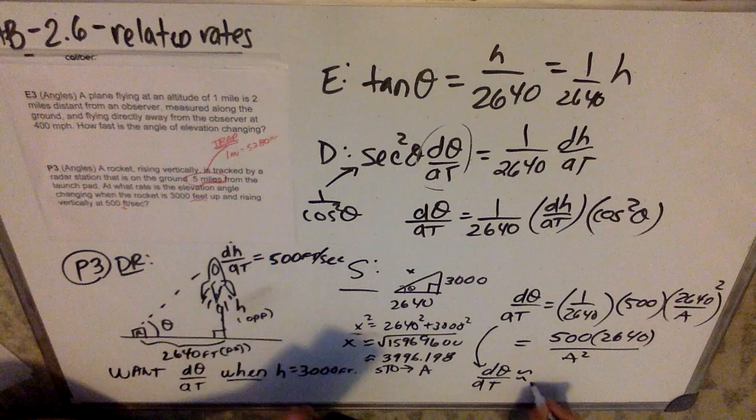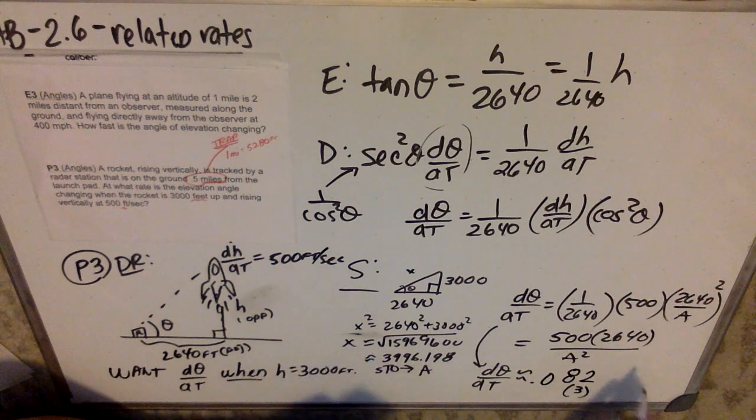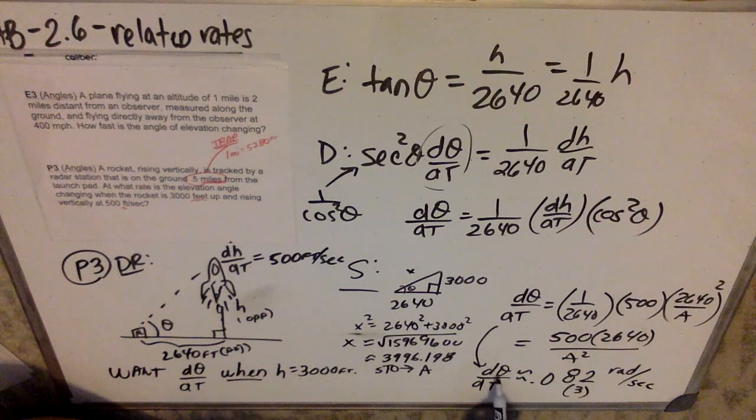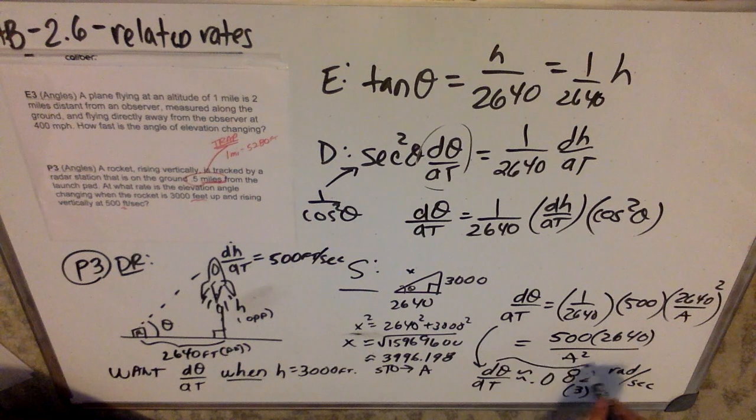And I'm going to get this completely disgusting 0.082 or 0.083, depending on if you round or truncate. And again, it's going to be radians per second, because I look at what the unit of the angle is, which is radians unless I'm told otherwise, and I look at the unit of the time that's in here, and it's seconds. So there's my answer.